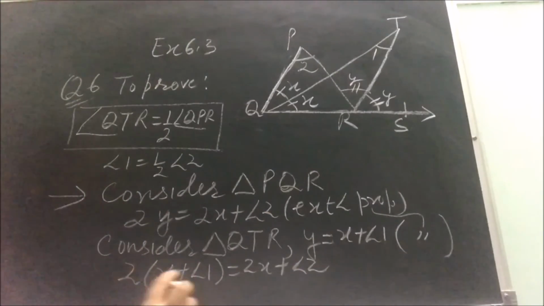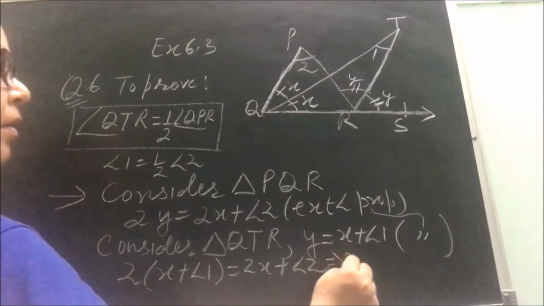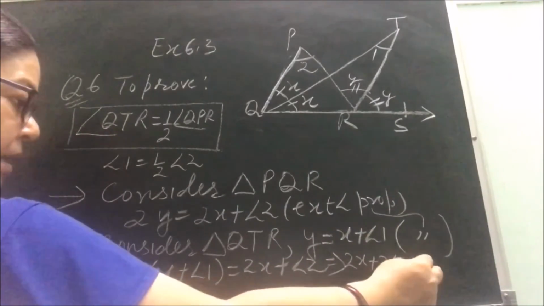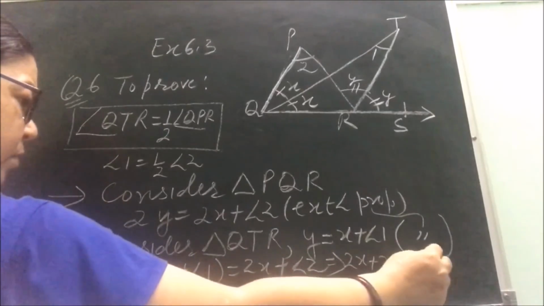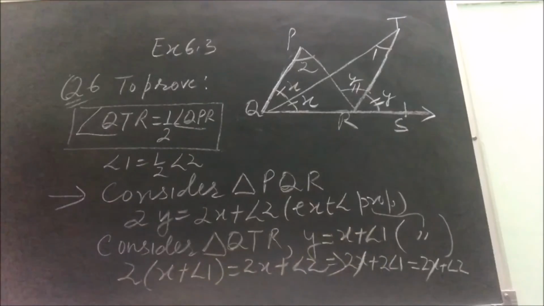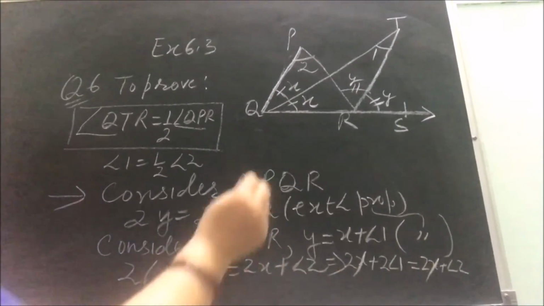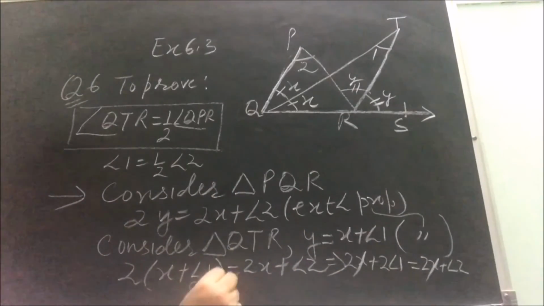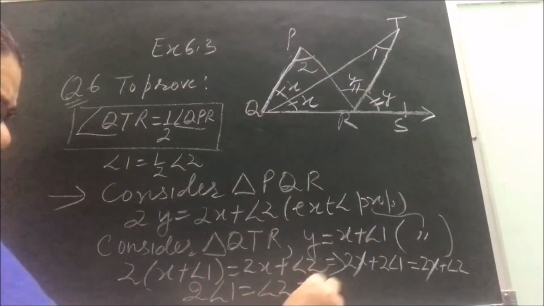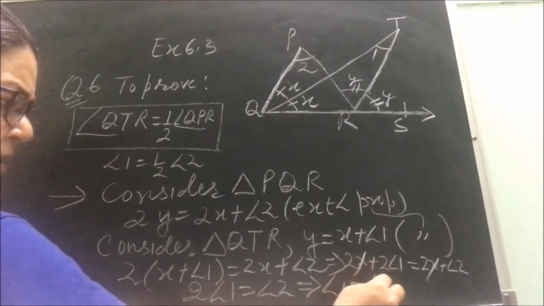Right. Now open the bracket. We have 2x plus twice angle 1, and here 2x plus angle 2. 2x cancel out. So twice angle 1 is equal to angle 2. This implies angle 1 is equal to, you have to shift 2 here, 1 by 2 times angle 2.